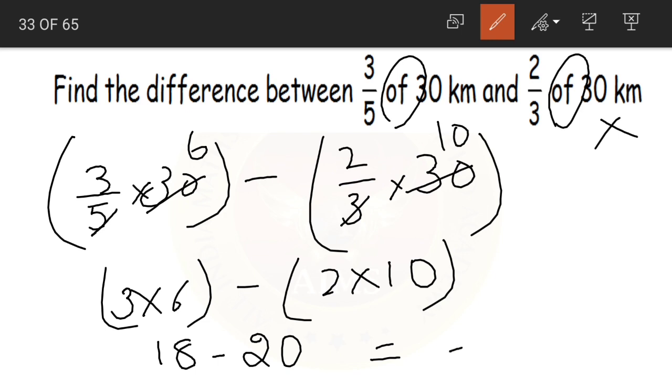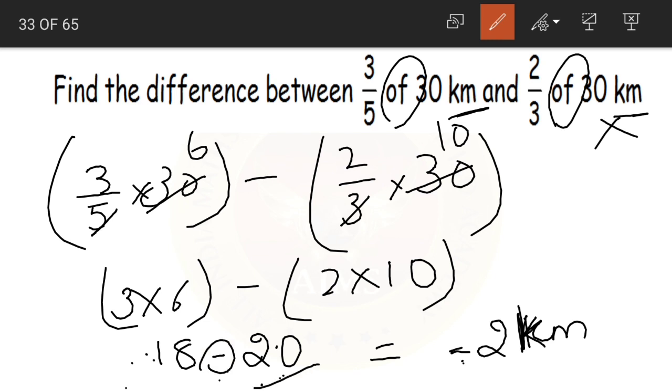Now the answer is what? The answer is minus 2 and the unit given in the question is kilometers. So in the answer as well we'll put kilometers. Now why is this minus here? See, we've learnt in integers, right? When we are adding or subtracting two integers, the result will take the sign of the highest integer. Now in 18 and 20, 20 is the highest number. It has a negative sign. So 2 is also having a negative sign.